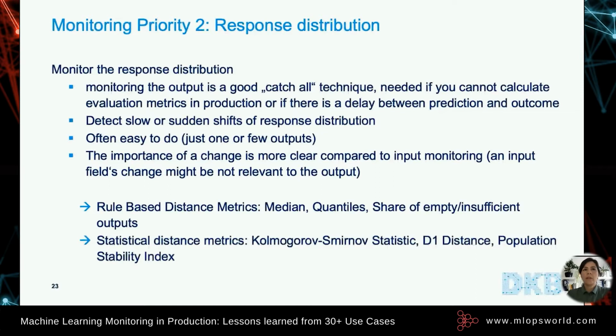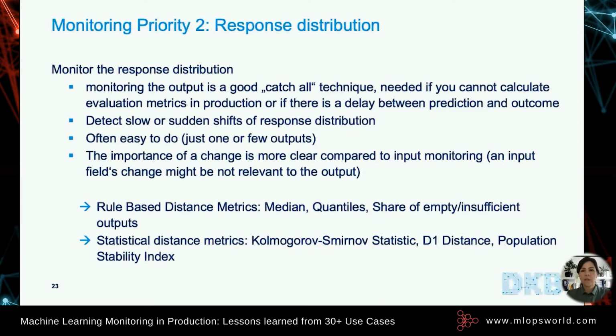If you monitor a histogram, for example, of your output, you can apply different detection mechanisms on this. You can monitor the median, quantiles, share of empty or insufficient outputs, and you can also do statistical tests, Kolmogorov-Smirnov test, D1 distance that Google is using, or a population stability index. In my experience, you're already getting really far with just these rule-based distances. And an advantage is also that you have this output relatively fast.